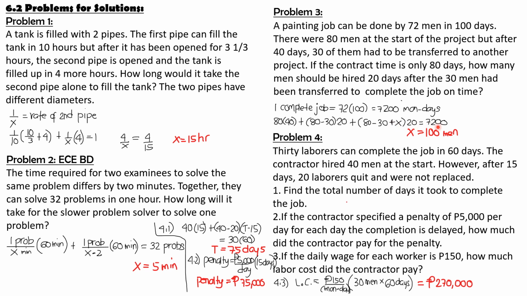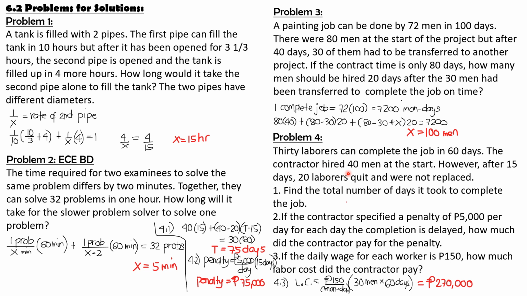So solving for x, 7,200 minus 80 times 40 minus 50 times 20, then divided by 20 minus 50, we get x equals 100 men. For 30 laborers can complete the job in 60 days.